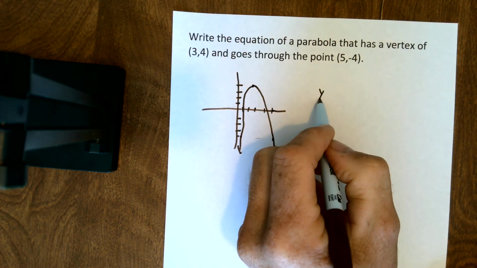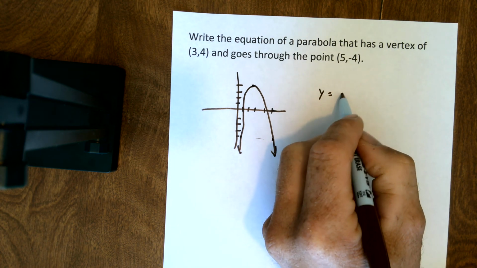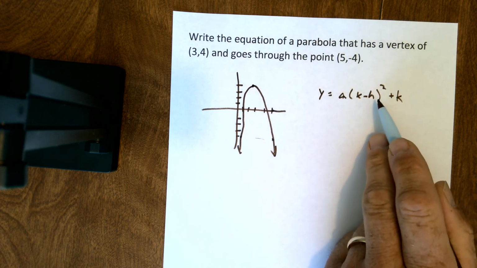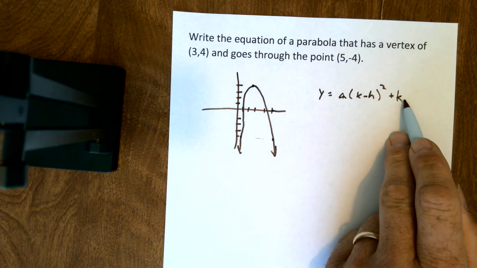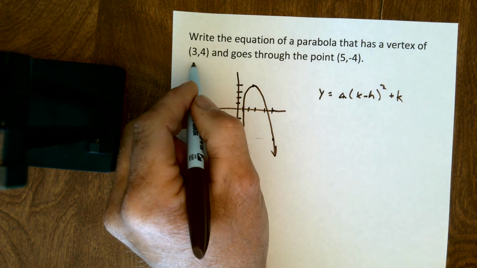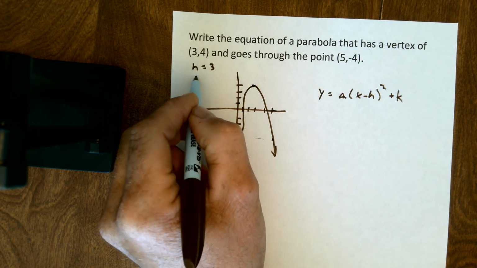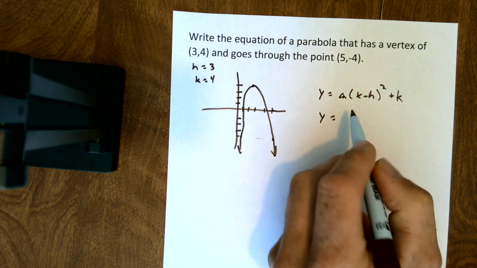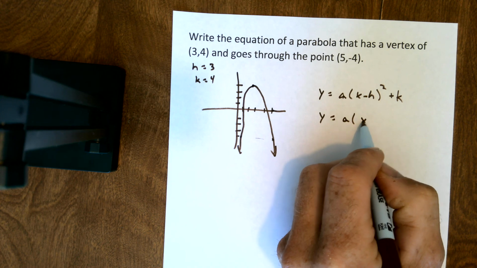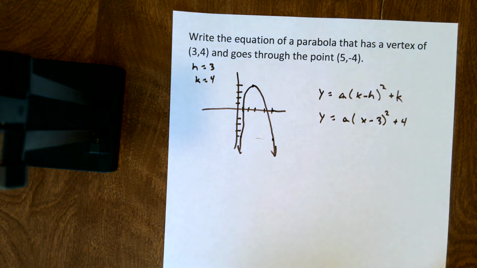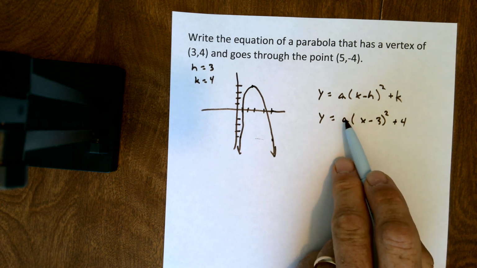Well, let's go back to that equation. We know that y equals a times x minus h squared plus k, where h and k comes from, you're right, the vertex. We know that h here is 3 and k is 4. So I know that y has to equal a times x minus 3 squared plus 4. But I need that a value.